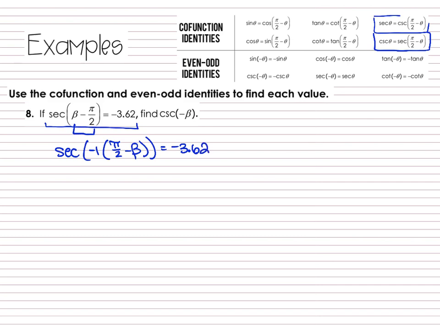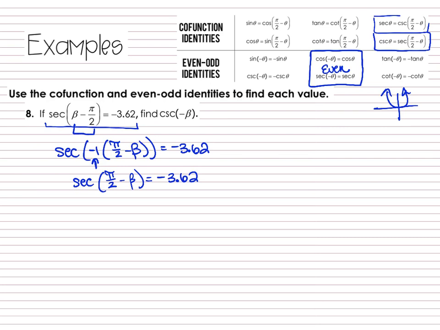So for the second part of this, secant goes with cosine, in fact, in the idea that they're both even functions. So if we have the secant of a negative angle, instead of it being the negative secant of that angle, the negative just kind of goes away, the same as it would in a quadratic function with a parabola. It doesn't matter if we have a negative input, we're going to end up with a positive output. So this is actually equal to the secant of pi over 2 minus beta equals -3.62.